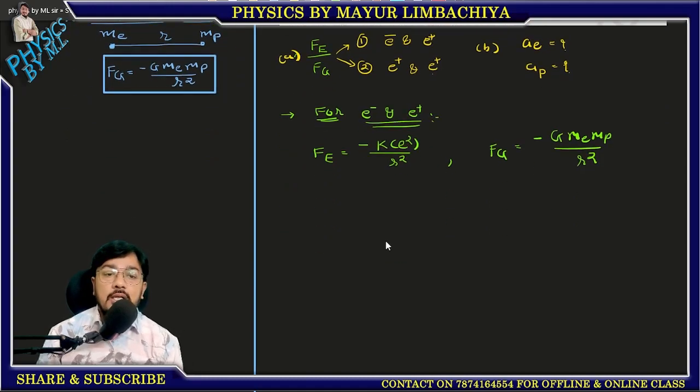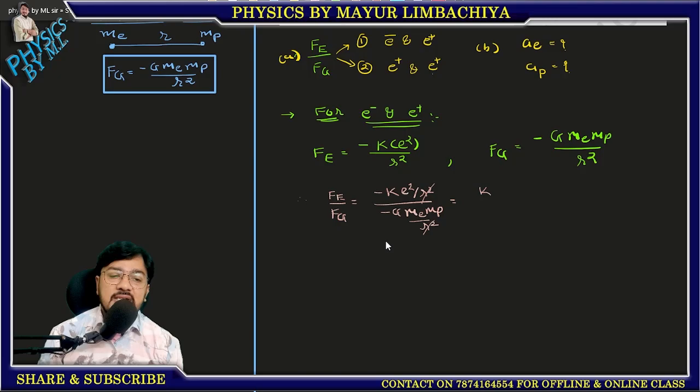So the ratio Fe by Fg is equal to, what is Fe? Fe is minus k e square by r square. What is Fg? Minus G me mp by r square. So this r square gets cancelled, and this minus sign gets cancelled. We have k e square divided by G me mp. Fine. Now what we will do is substitute the values of each and every parameter.